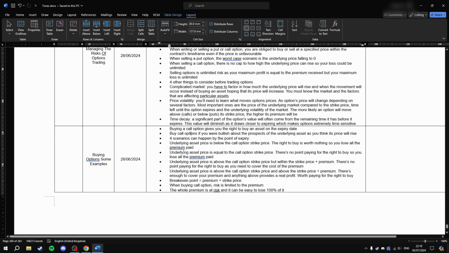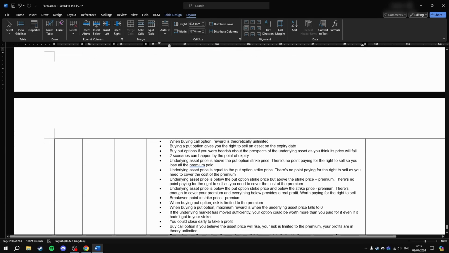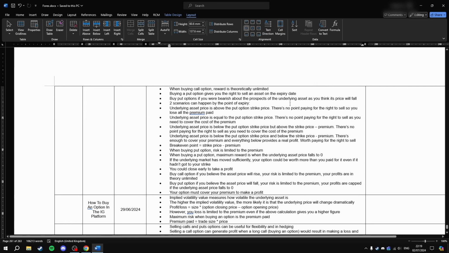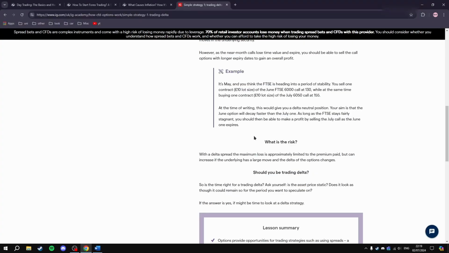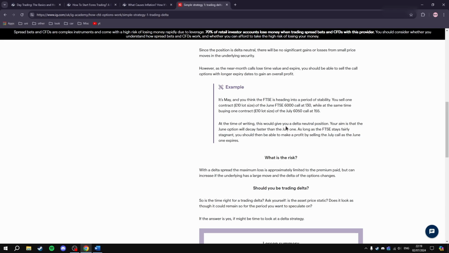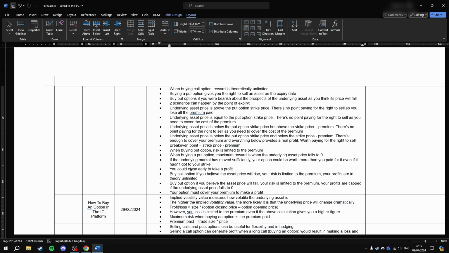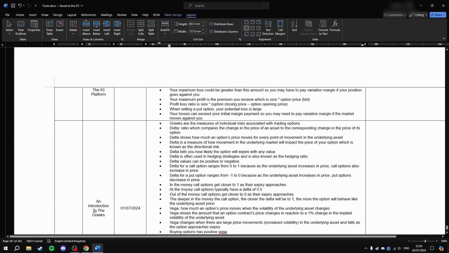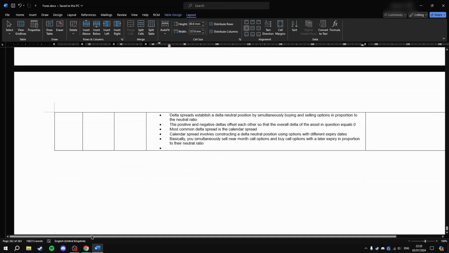Buying a call option, yeah, if the underlying market has moved sufficiently, your option could be worth more than you paid for it, even if it hasn't gone to your strike. You could close early and take a profit. But it wouldn't have moved sufficiently though, because you're hoping that it's not going to move too much, because it's stagnant, right? Stagnant, yeah. So how would it move sufficiently if it's stagnant? Yeah, I don't really know, to be honest. I'll just write down what I can for now, and then maybe I'll understand later, maybe.